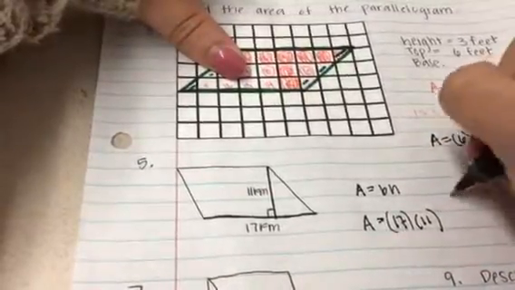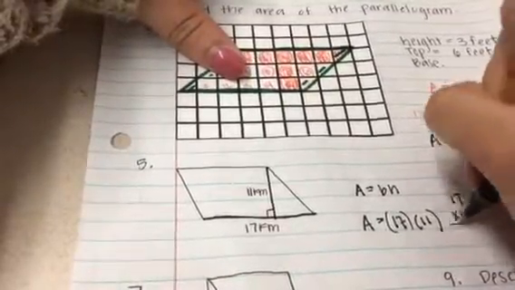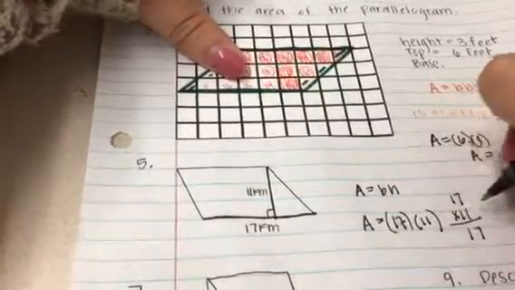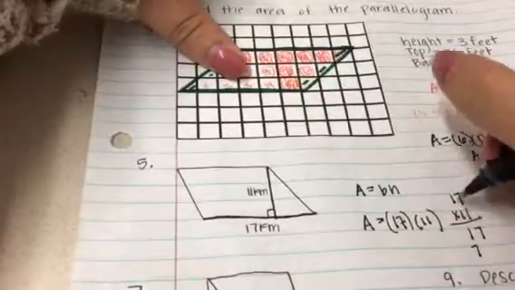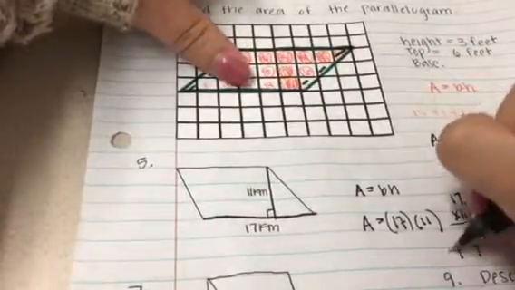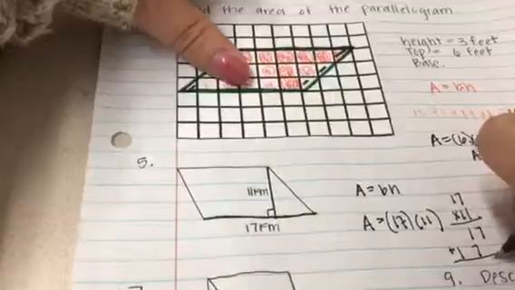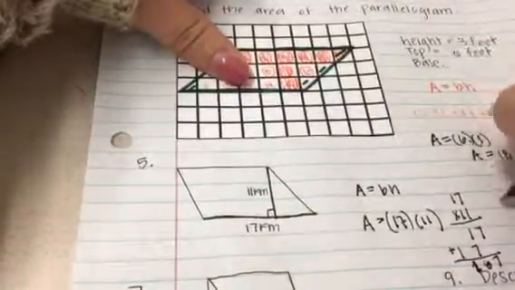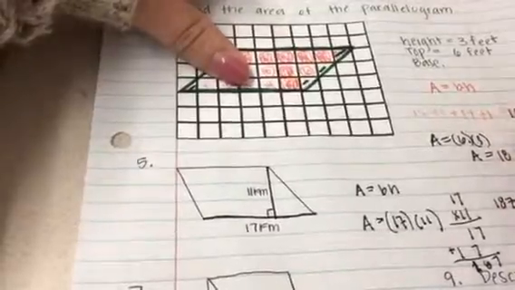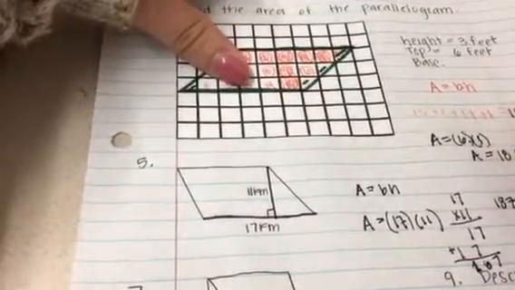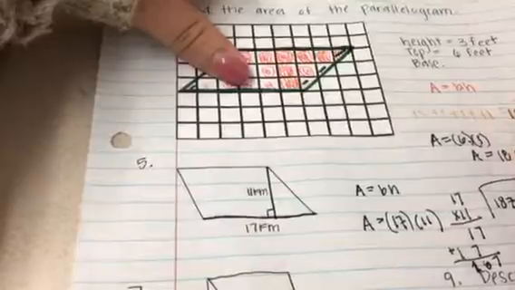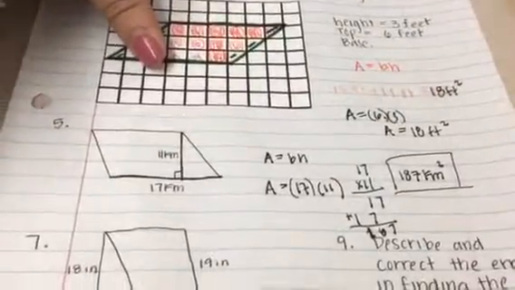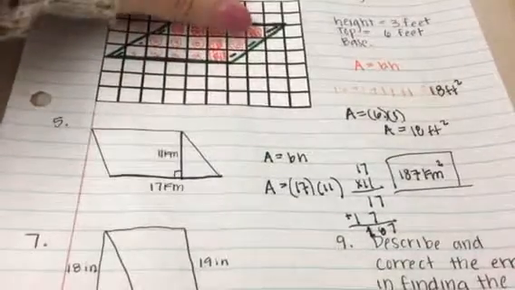So if we multiply that, 17 times 11, we should have 7 times 1, which is 7. 1 times 1 is 1. 1 times 7 is 7, and 1 times 1 is 1. So it would be 7, 8, and 1. So 187 kilometers squared.